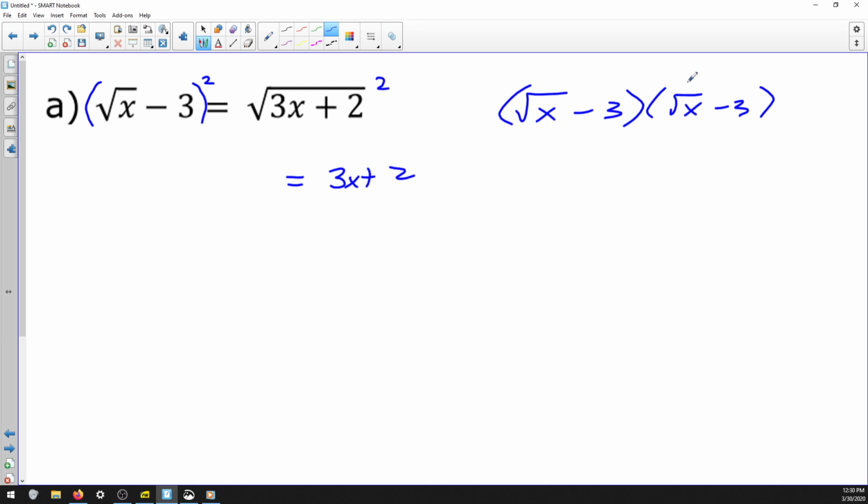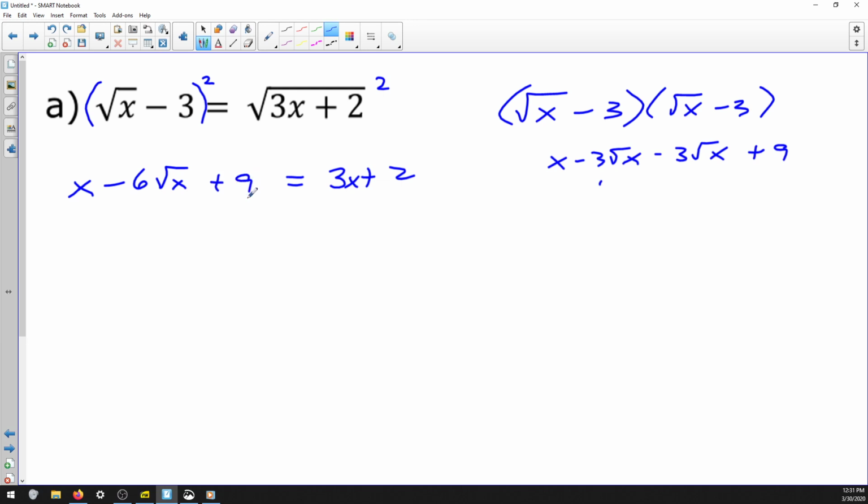If I multiply this together, root x times root x is x. Root x times negative 3 is negative 3 root x. I get another negative 3 root x right here. And then negative 3 times negative 3 is plus 9. These two middle terms, the negative 3 root x and the negative 3 root x, don't cancel, but they can be combined because they are like terms. They both have root x. So here's what I'm going to end up with: x minus, and then negative 3 minus 3 is negative 6 root x, and then the plus 9 is right here.